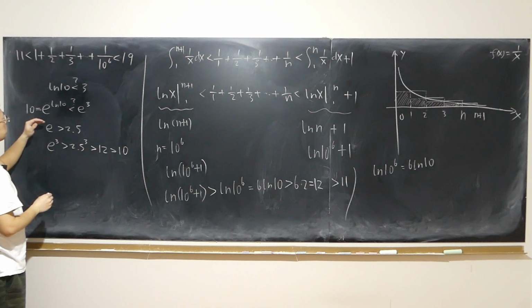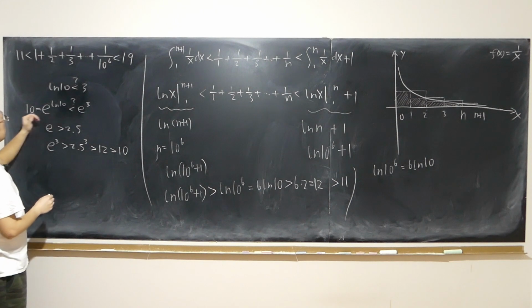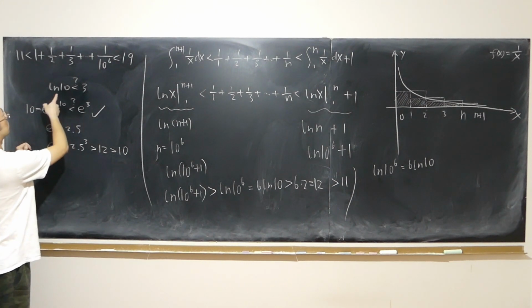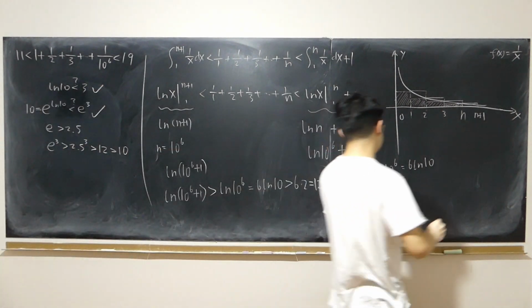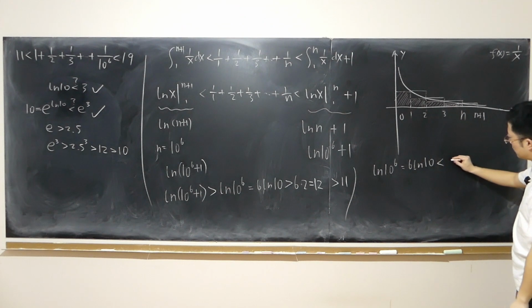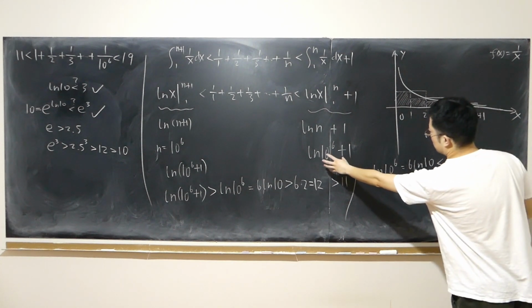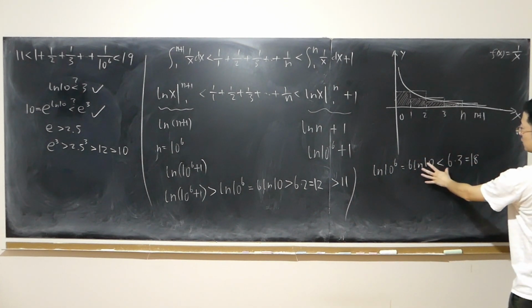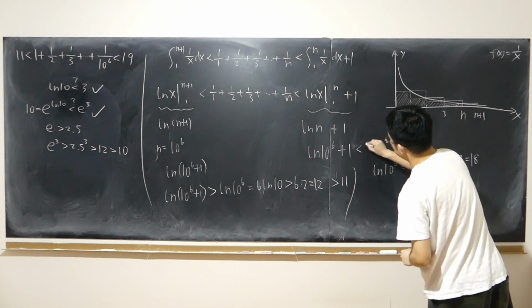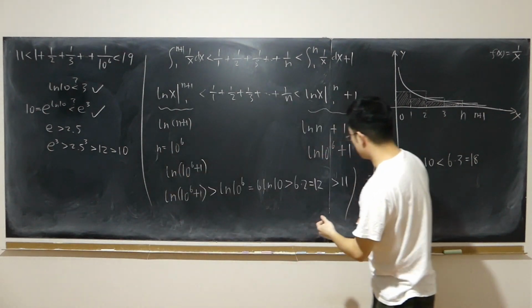So in other words, yes, really true, right? E cube is really bigger than 10. So log 10 is really a little bit less than 3. So this is a little bit less than 6 times 3, 18, right? So e to the 10 to the log 10 to the 6 is smaller than 18, right? So this is smaller than 19. So really smaller than 19 at the same time, bigger than 11.